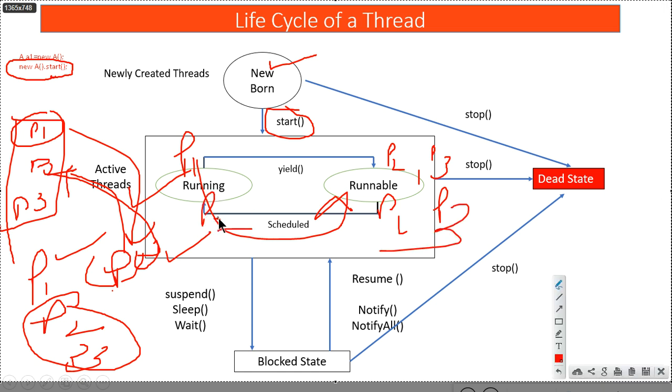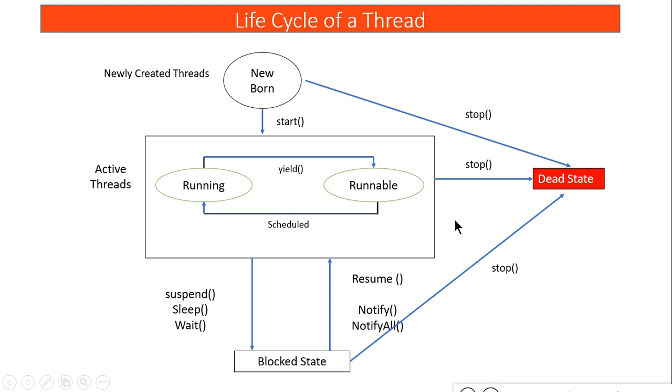P2 starts executing. Then again, after some time, P2 is placed back in this list, and then next time P3 is executed. Okay, so this is how the active threads are switched from running state to runnable state. During this switching, you can use a yield method to pass the execution turn of one thread to another thread.